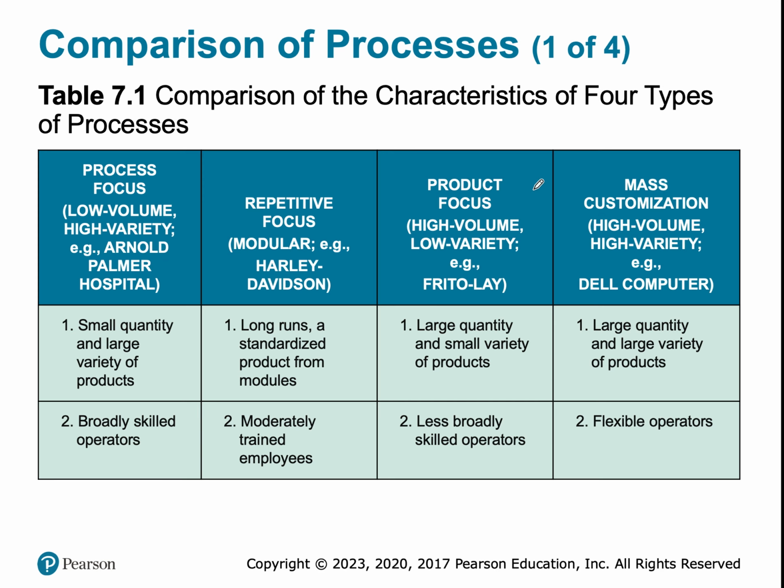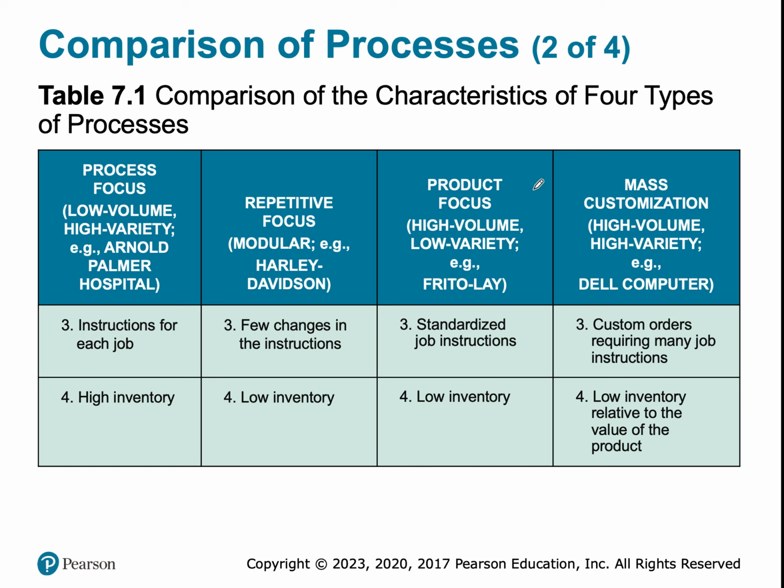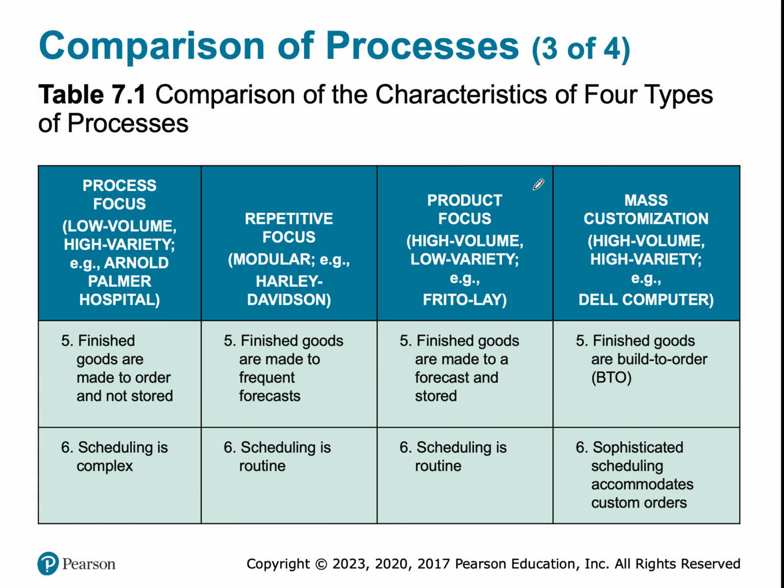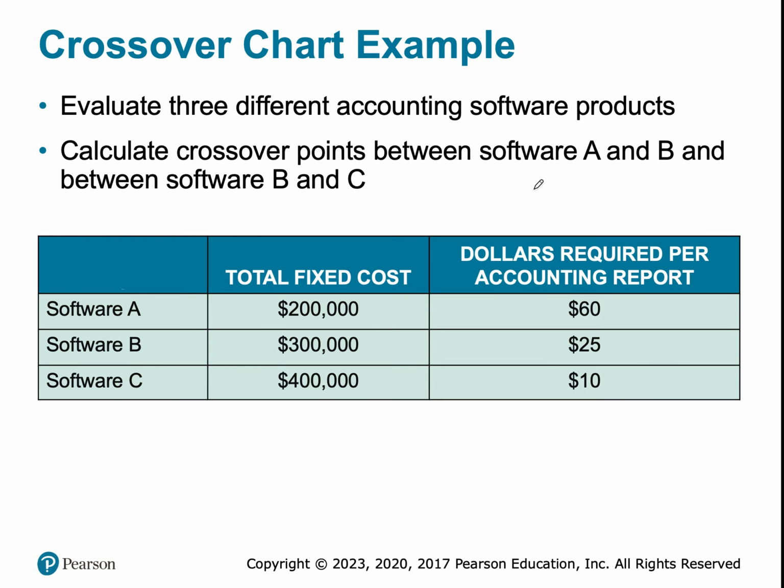Okay, here is a comparison of the processes. We have 4 pages comparing the process focus, the repetitive focus, the product focus, and mass production. Okay, we've talked about all of them, but here they are just summarized in a table. Okay, now let's quickly go on to a crossover chart example.